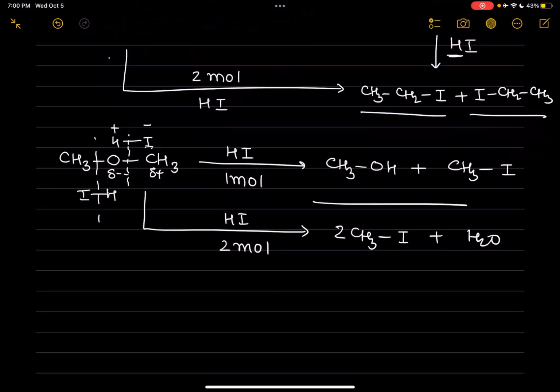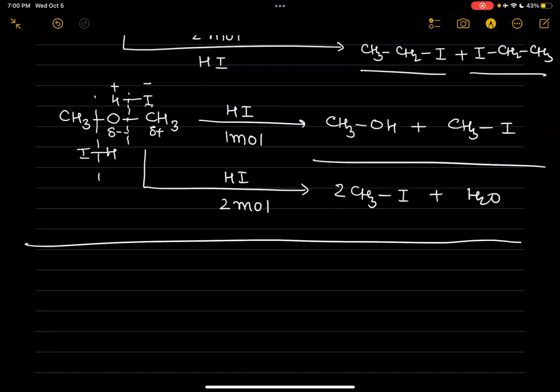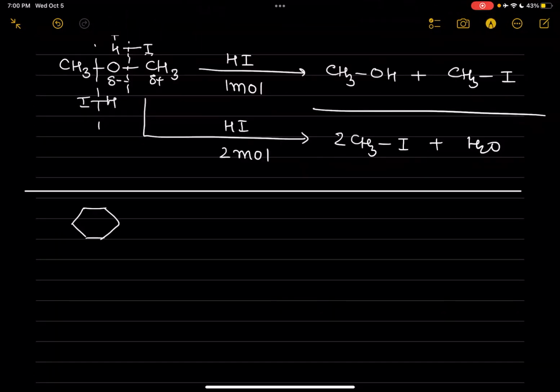So this is the simplest case, when the two alkyl groups are the same. If the two alkyl groups are the same, then it is not a matter of concern. But the concern arises when you have two different alkyl groups. Then it is a problem. Suppose I take this ether, then it is a problem for me. Even with the shortcut, I'm not sure whether I'm going to get the answer or not.